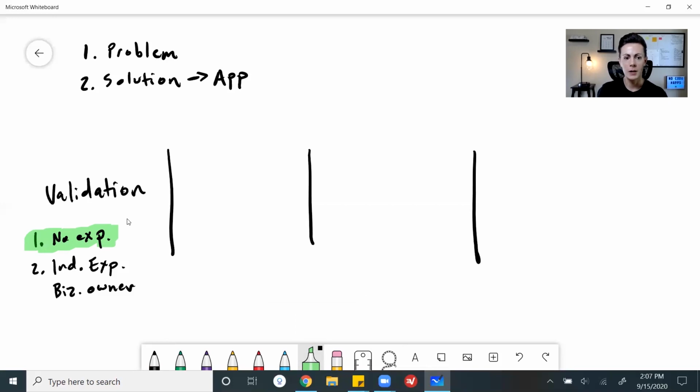So if that's you, then you need to spend a lot of time in this validation stage. You need to do something like build a prototype. And when I say build a prototype, this doesn't have to be anything extensive. A prototype is essentially something that conveys your idea.